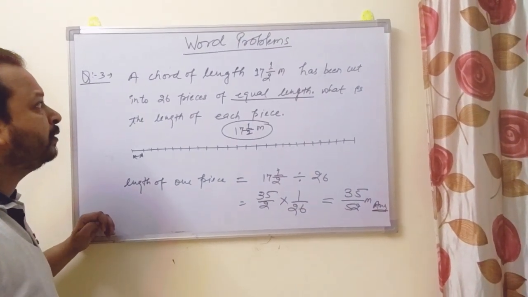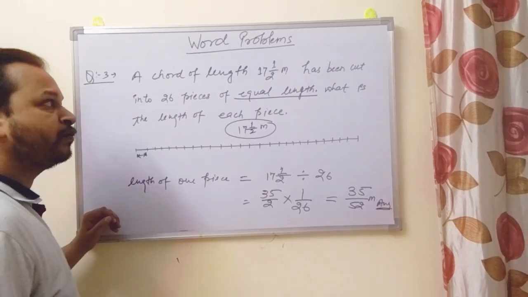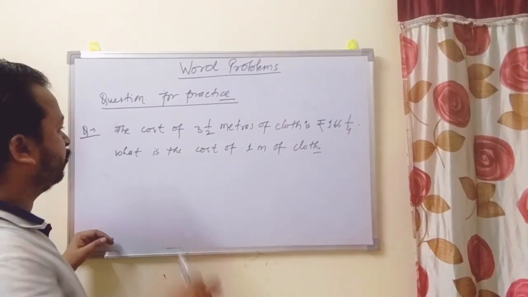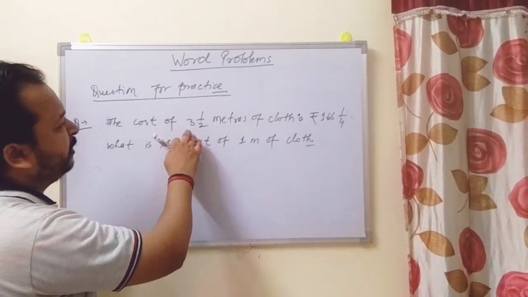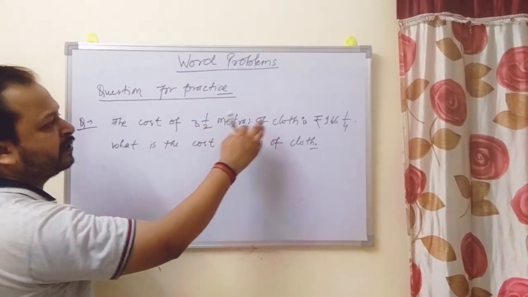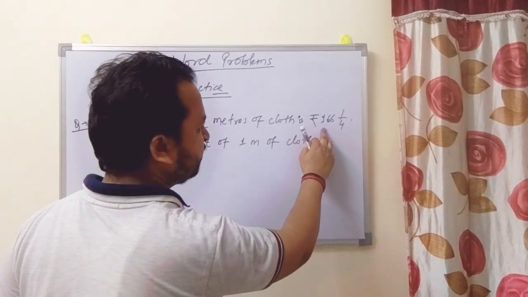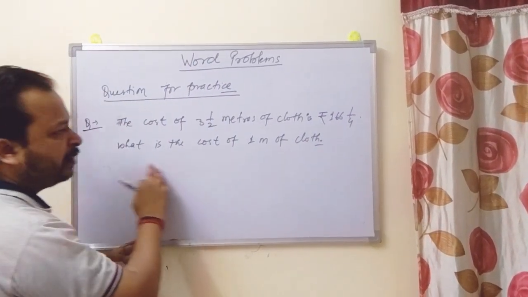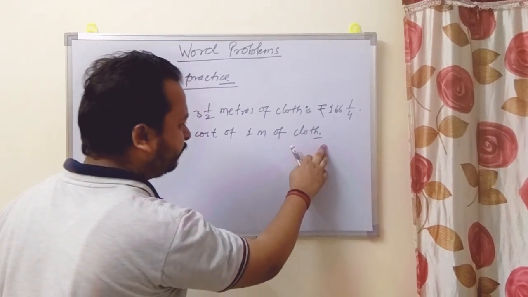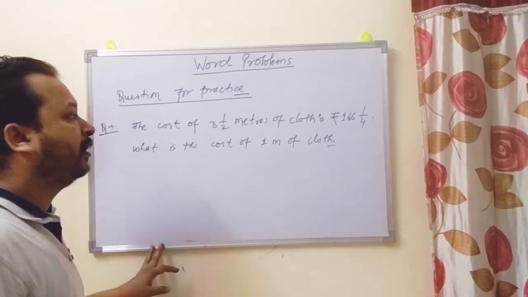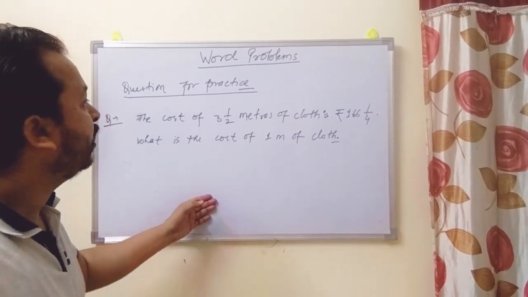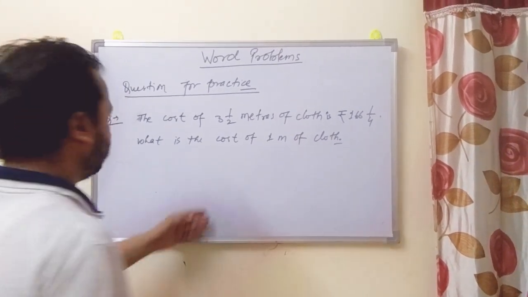Come to the next question for practice. The question reads: the cost of 3 whole 1 by 2 meters of cloth is rupees 166 whole 1 by 4. You have to find out the cost of 1 meter of cloth. Send me the solution of the question. Now come to the next question.